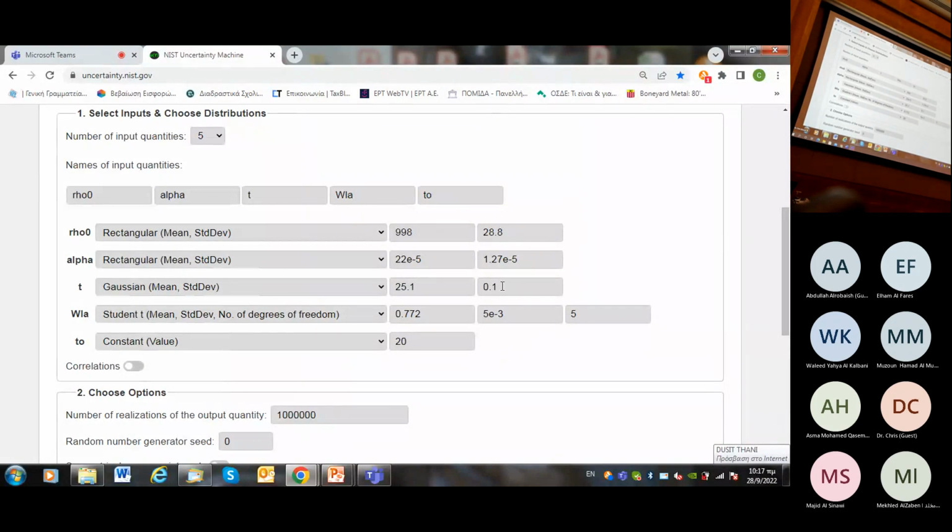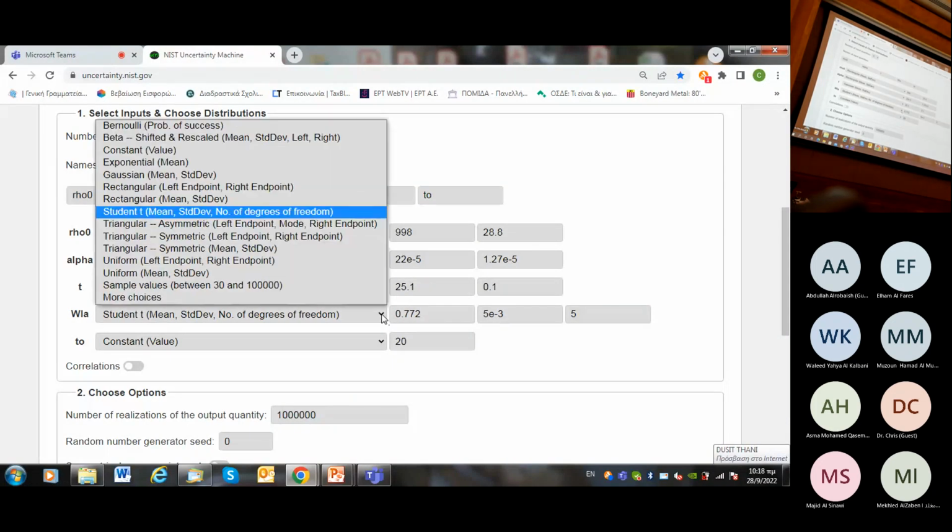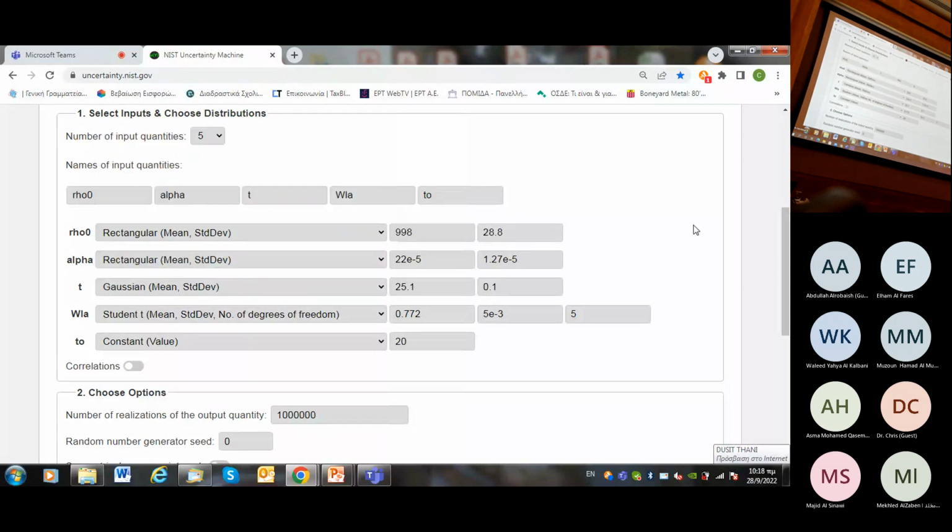Notice that the WLA I've entered has 3 parameters, because I've entered it as a student T, because 6 repeats are not necessarily normal. So when you do that, it asks you to also include the number of degrees of freedom, which are 5 in this case.